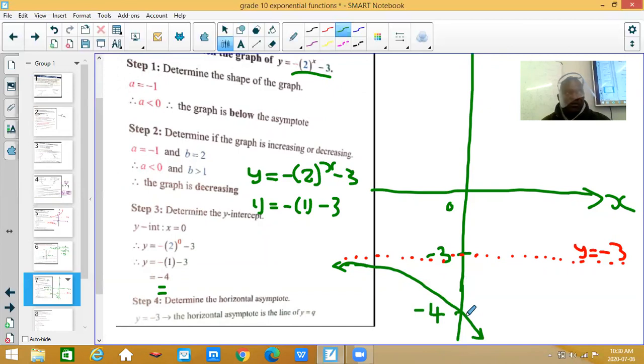Zero, negative 4. Right, because this one has a coordinate. We said the y-intercept means x is 0, right? What is the value of y? Negative 4. So these are the coordinates. It is this one.